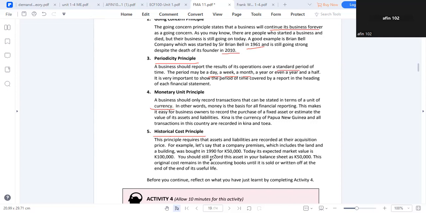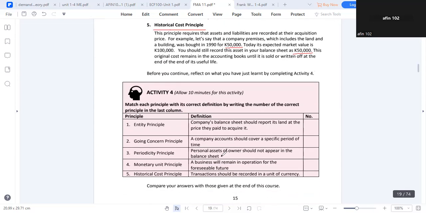And so if we bought a building at 50 kwacha in 1990 and now we are in 2023, we must record it at the original price, even if it has accumulated a value. Can you remember? Please attach the number to the definition. For instance, we have the principles that are 5 here. So a company's balance sheet should report its land at the price they paid to acquire it. What principle is this?